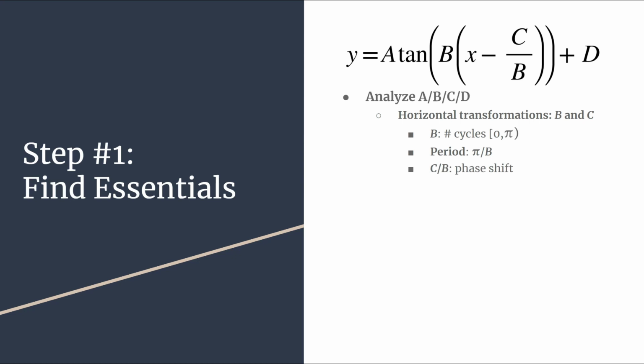As we said before, c over b is the phase shift, and if you've factored out b from your equation, then you should be staring right at it. Of course, you would just have to make sure you look at the sign. If it's minus, it'll be right. If it's plus, it'll be left. And more on that in the examples.